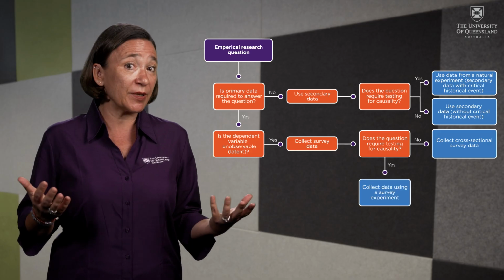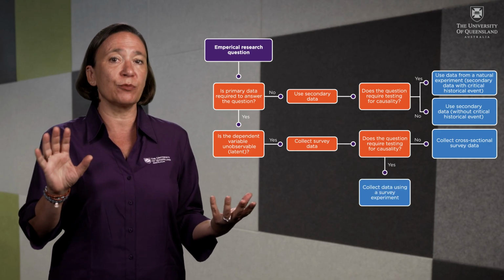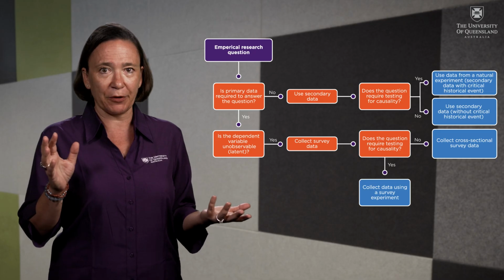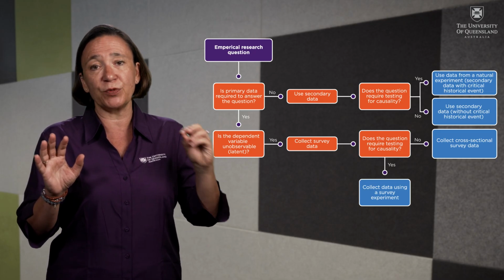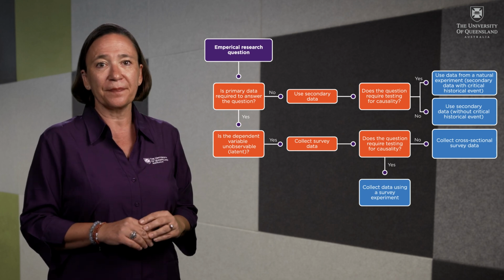If causality has to be tested and the dependent variable is unobservable, we run a survey experiment and we vary the value of the independent variable. That's the A that we suspect affects the B.